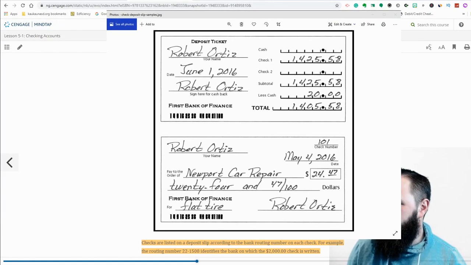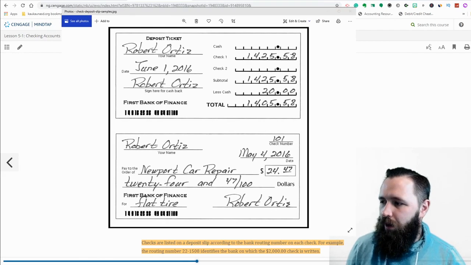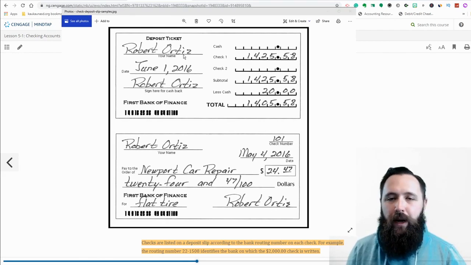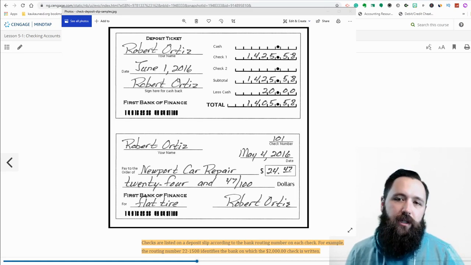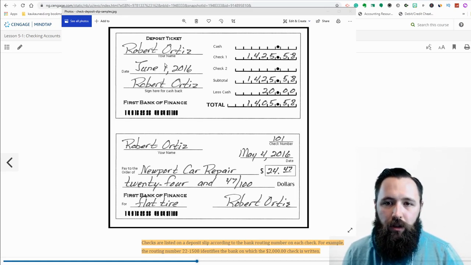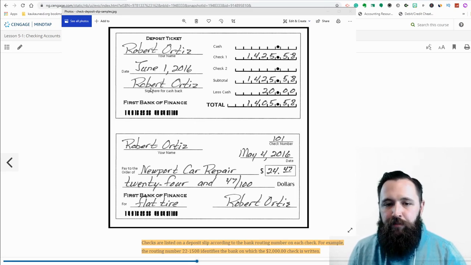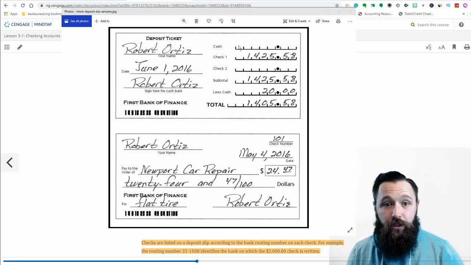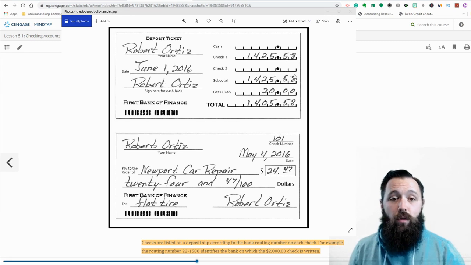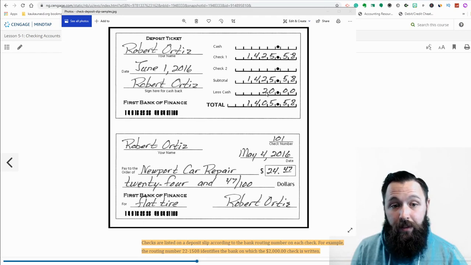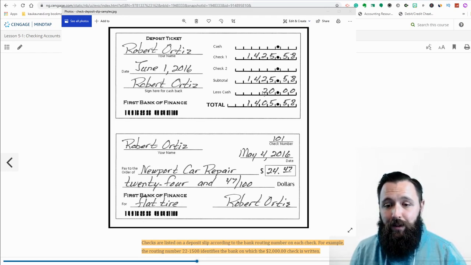So if you look here, this is what a deposit ticket might look like for a specific bank. They all look a little bit different. But here's a deposit ticket. It shows your name, the date, and then any cash that you bring in, any checks, and the subtotal. So if you had cash and checks, it's just adding them up. And then less cash, because maybe you're getting some cash back, right? And then you have your total.